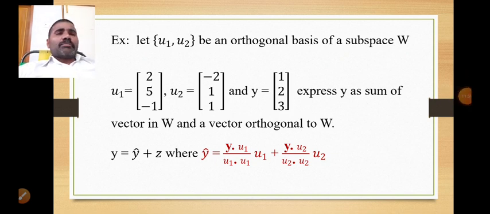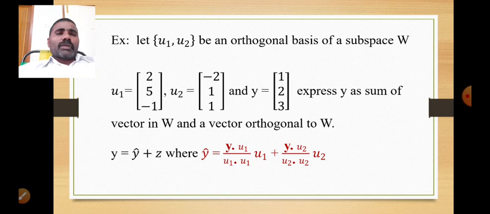Now let us take a problem. Let u1, u2 be an orthogonal basis of a subspace W, that is, u1 equals (2, 5, minus 1), u2 equals (minus 2, 1, 1), and y equals (1, 2, 3). Now express y as a sum of a vector in W and a vector orthogonal to W, that means a vector in W complement. This sum is unique.